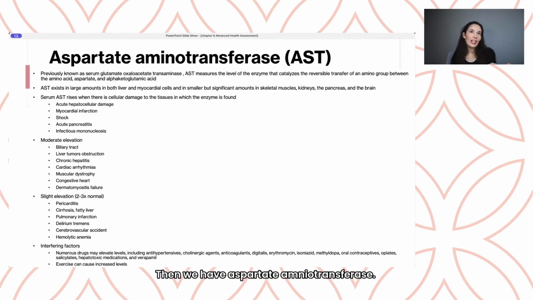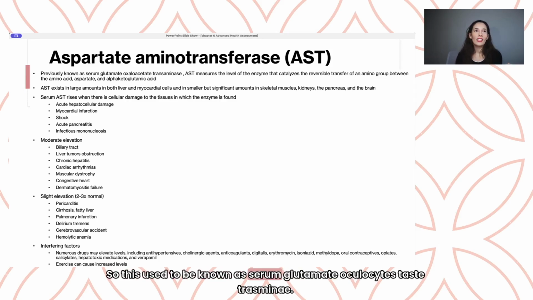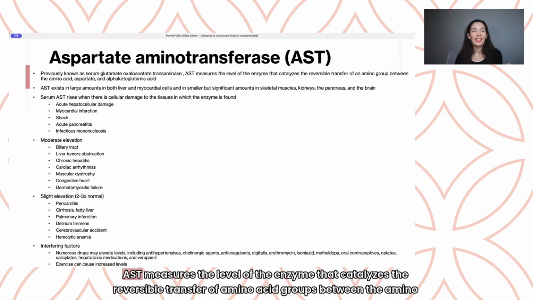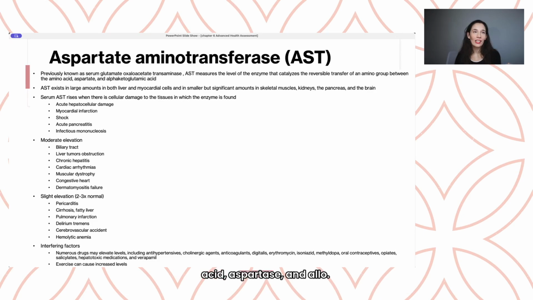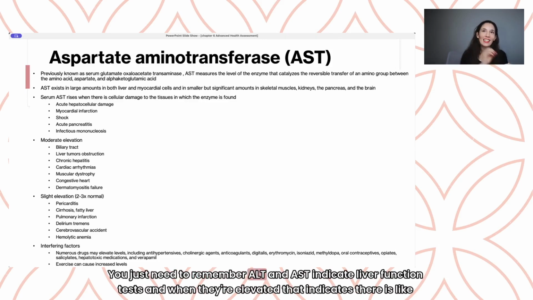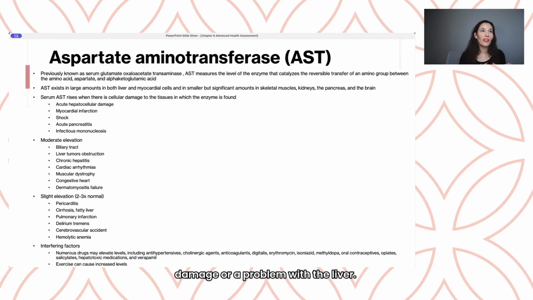Then we have aspartate aminotransferase. So this is the AST. This used to be known as serum glutamate oxalate transferase. AST measures the level of the enzyme that catalyzes the reversible transfer of amino acid groups between the amino acid aspartate and glutamic acid. You don't need to remember this. You just need to remember ALT and AST indicate liver function tests. And when they're elevated, that indicates there is damage or a problem with the liver.